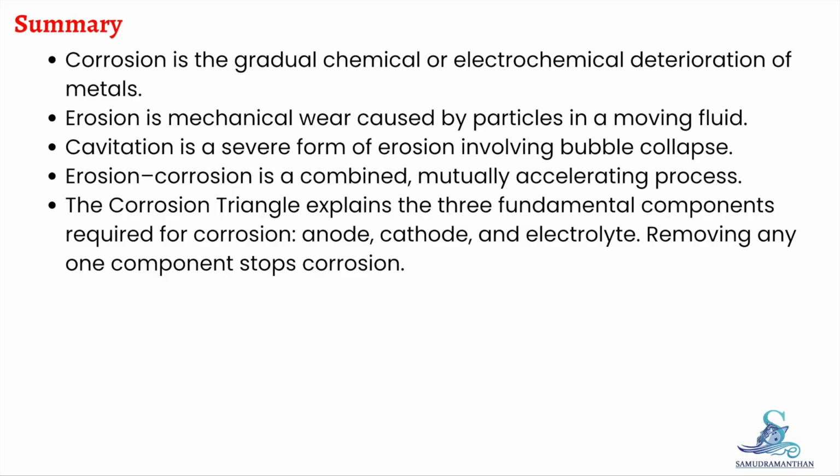To summarize, corrosion is the gradual chemical or electrochemical deterioration of metals. Erosion is mechanical wear caused by particles in a moving fluid. Cavitation is a severe form of erosion caused by bubble collapse. Erosion corrosion is a combined process where each mechanism accelerates the other. The corrosion triangle explains that corrosion requires an anode, a cathode, and an electrolyte, and removing any one of them stops corrosion.